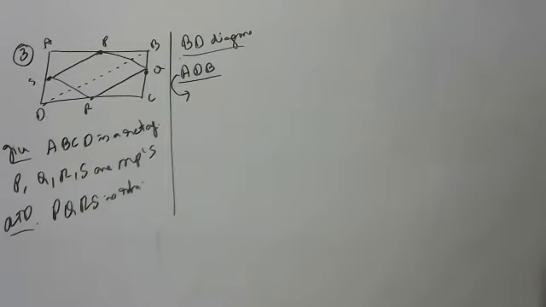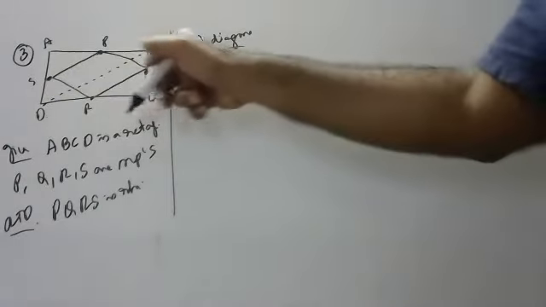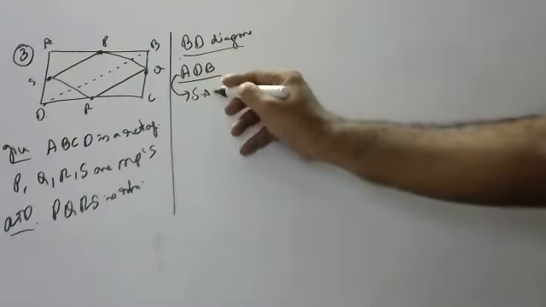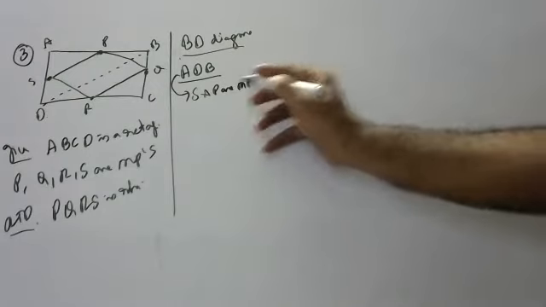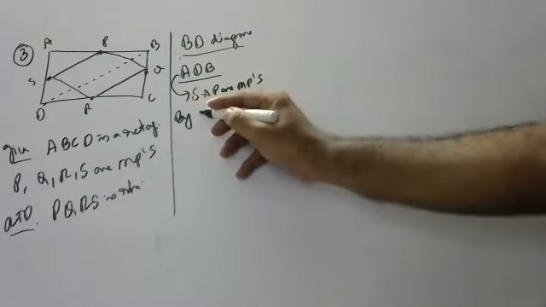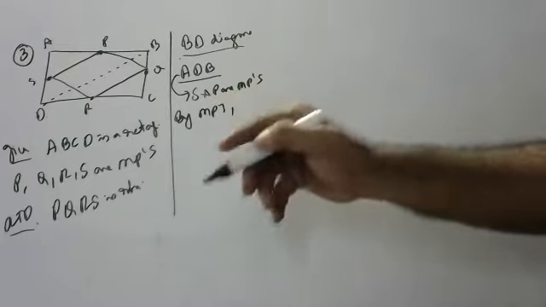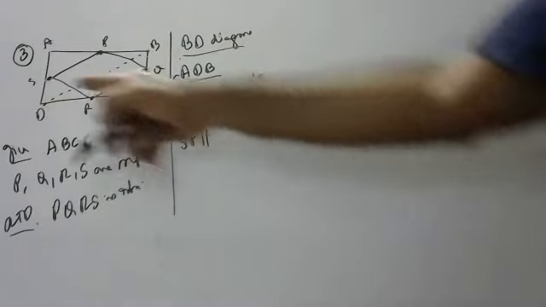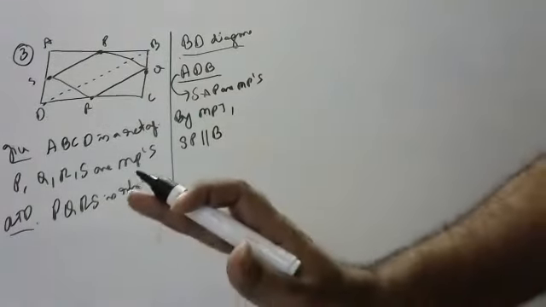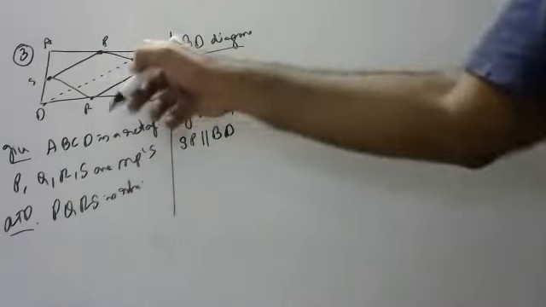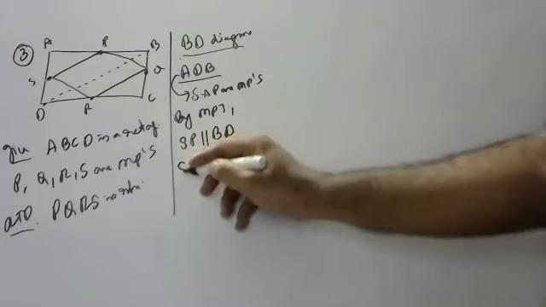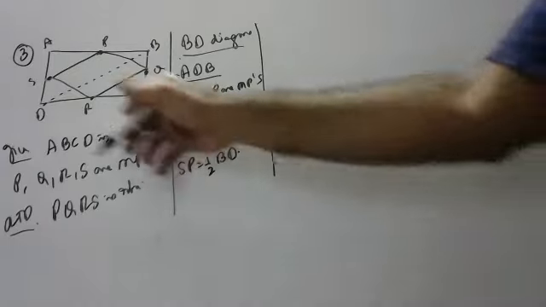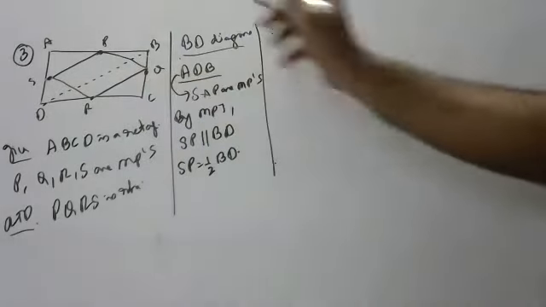Yes, sir, I'm there. In triangle ADB, can you tell about S and P? S and P are midpoints. Okay, when they are midpoints, by midpoint theorem, what can we say? SP is parallel to BD, and SP is half of BD. In the same way, in triangle CDB, Neeraj.